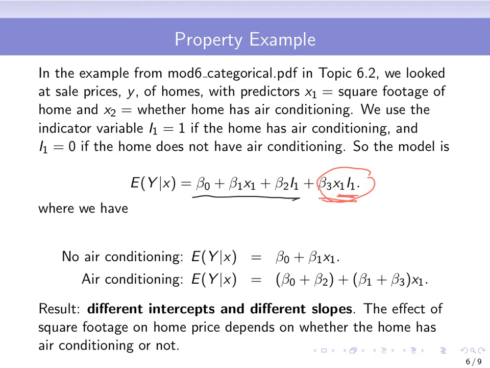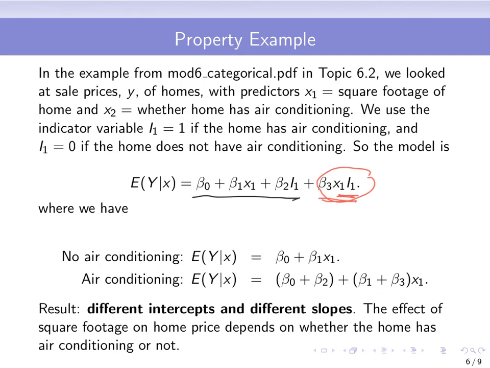With no air conditioning, I1 equals 0, so this term disappears, and your equation is just beta 0 plus beta 1 x1. With air conditioning, I1 equals 1, so if we substitute I1 equals 1, this is the resulting equation you get. And what we realize is that not only are the intercepts different, the slopes are different.